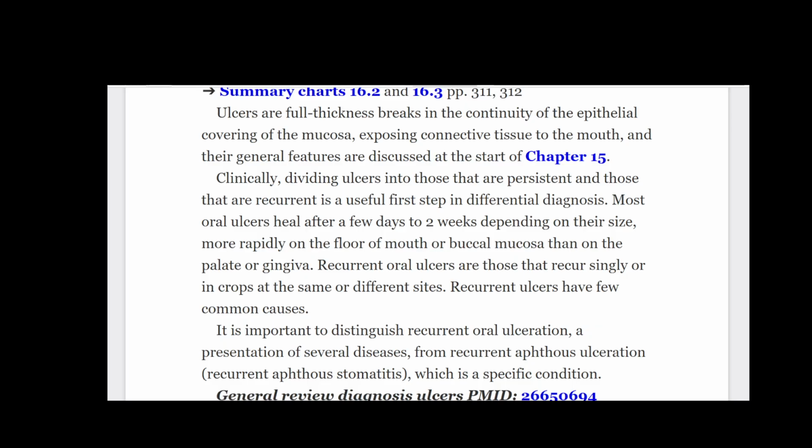Clinically, dividing ulcers into those that are persistent and those that are recurrent is a useful first step in differential diagnosis. Most oral ulcers heal after a few days to 2 weeks depending on their size, more rapidly on the floor of mouth or buccal mucosa than on the palate or gingiva.